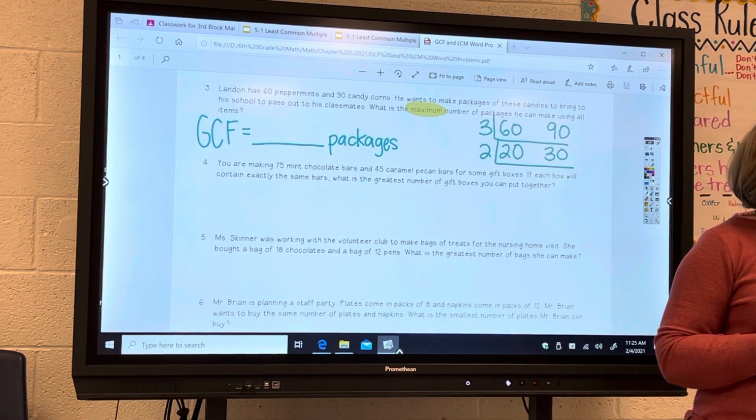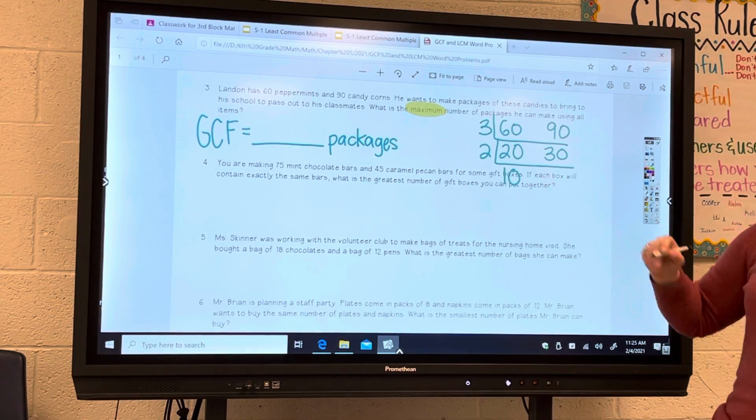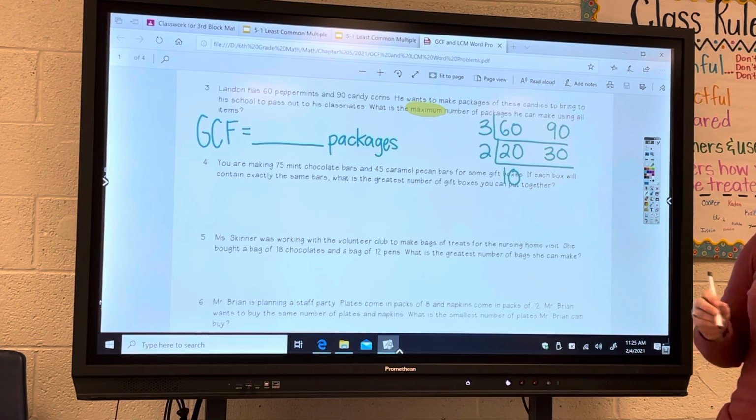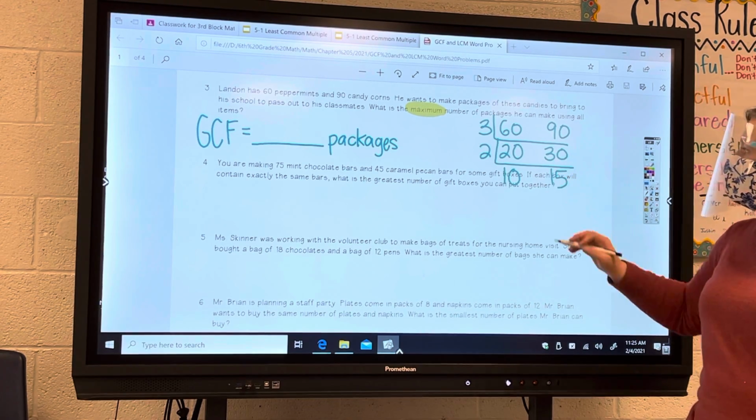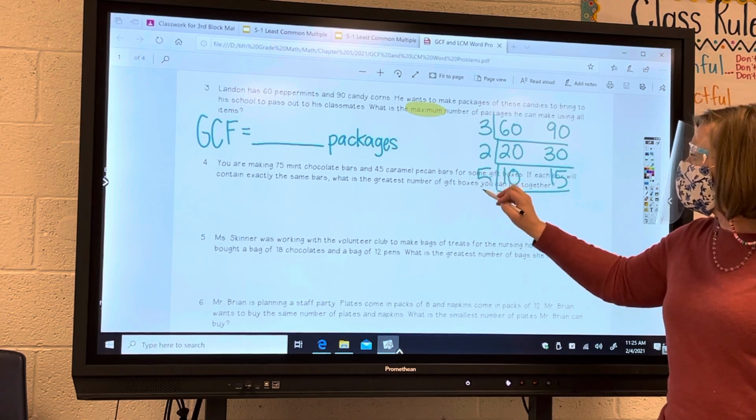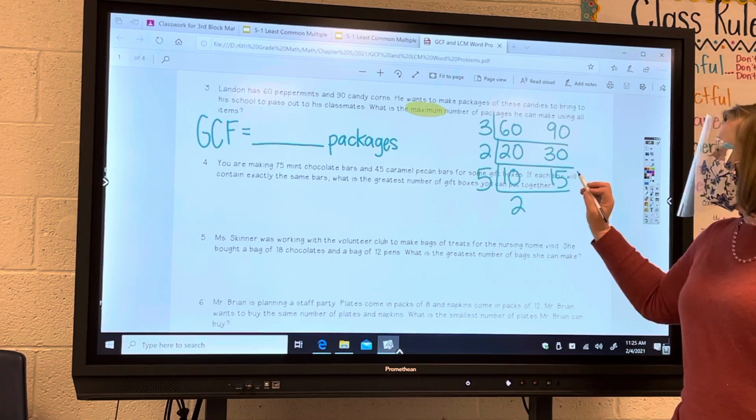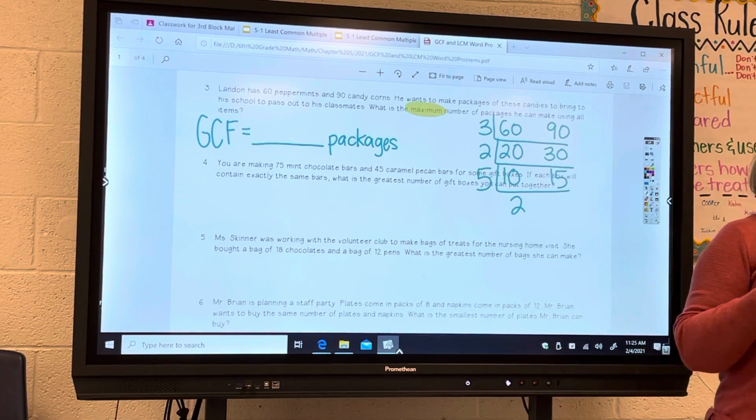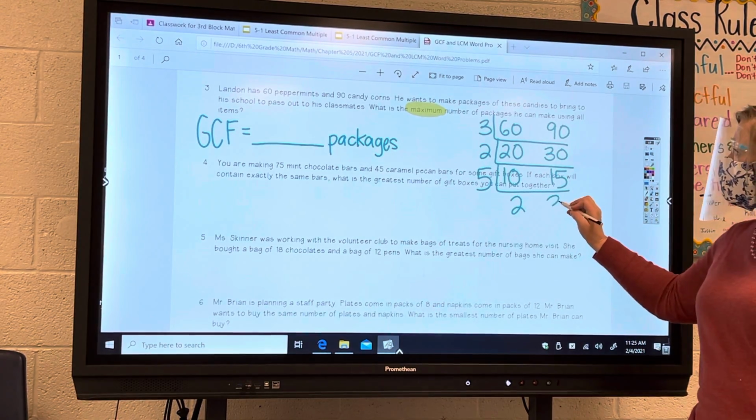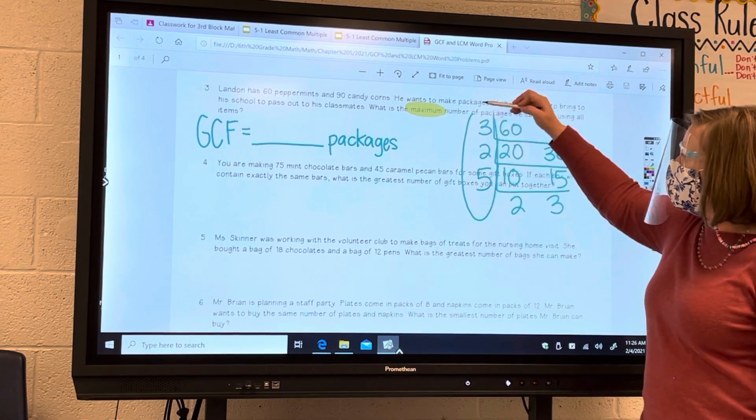20 divided by 2 is 10. 30 divided by 2 is 15. 10 divided by 5 is 2. 15 divided by 5 is 3. Can I stop? Yes. What are we circling? 3, 2, 5.